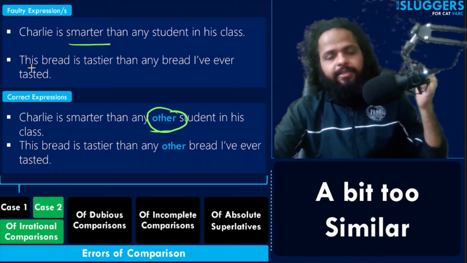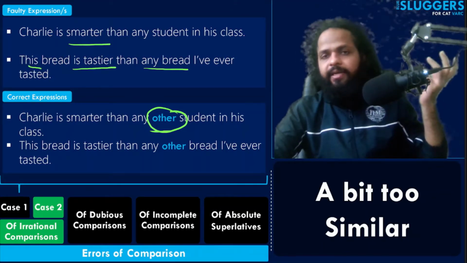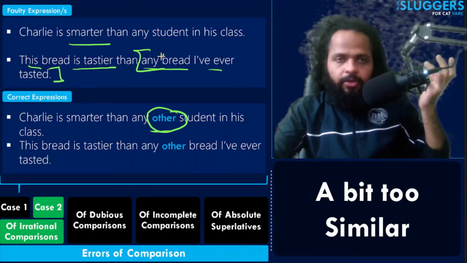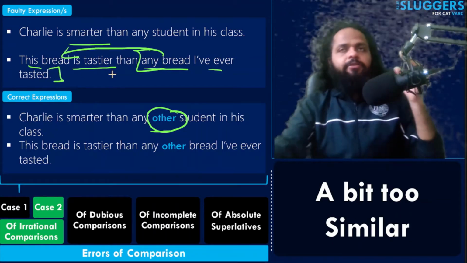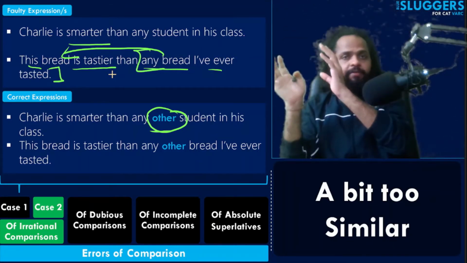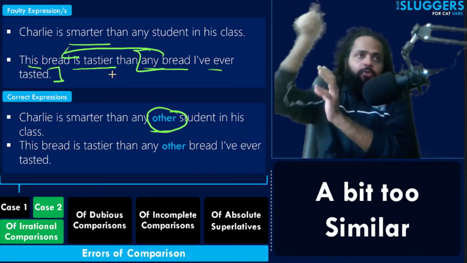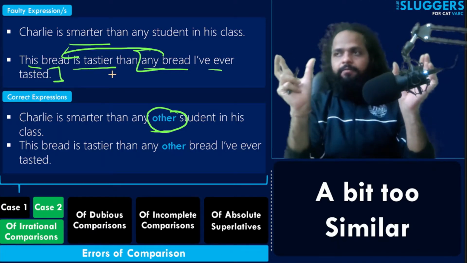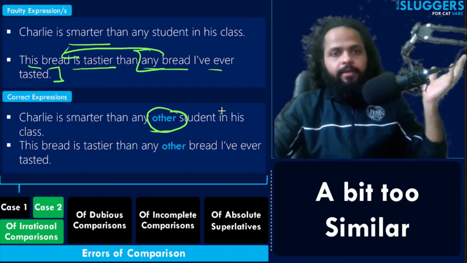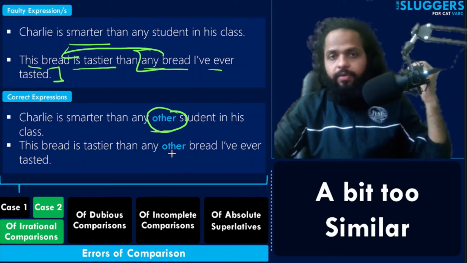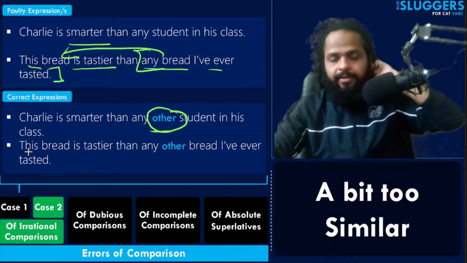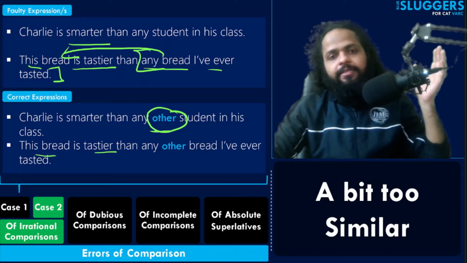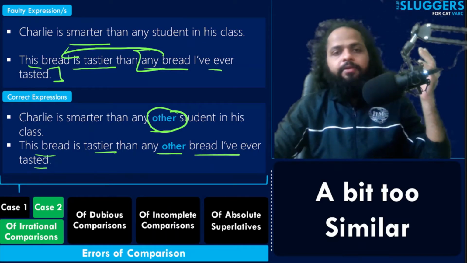Similarly, the second sentence, this bread is tastier than any bread I've ever had. Well, any bread that you've ever had also includes this bread itself, right? And if you say that this bread is tastier than any bread that I've ever had, because this set includes this bread as well, you're essentially saying that this bread is tastier than itself. Again, it doesn't make sense, right? So again, you'd want to introduce the word other here to make this grammatically correct and more logical. You'd want to say that this bread is tastier than any other bread I've ever tasted.